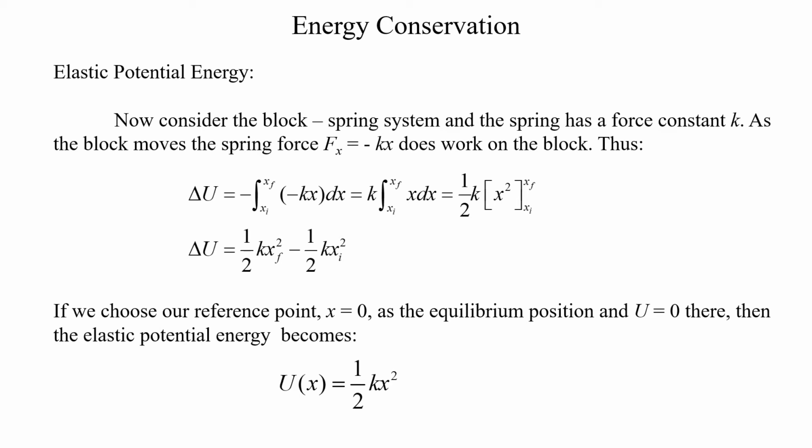So if we choose our reference point x equals 0 as the equilibrium position of the spring, and we also say that U equals 0 there, then our elastic potential energy as a function of position becomes 1/2 kx squared. This is very useful for determining how much potential energy we have stored in a stretched or compressed spring: 1/2 kx squared, where x is how much it is stretched or compressed from the equilibrium position.